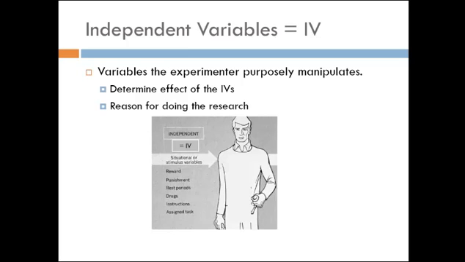This is by no means a comprehensive list of independent variables. These are just examples of things that we as the researchers could have control over and then see whether it has an effect on the dependent variable. The whole purpose for doing the research is to see whether these variables, whatever it is that we've decided for our experiment, have an impact on the dependent variable.